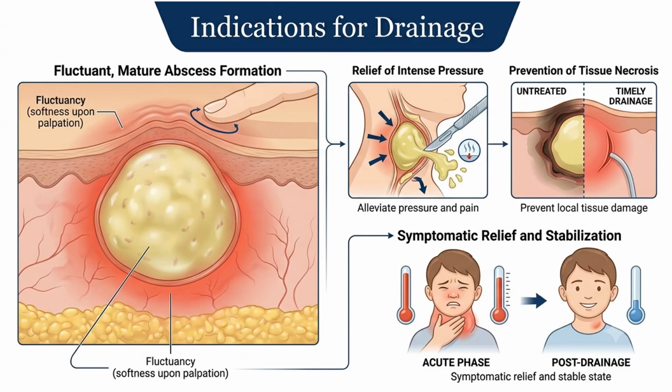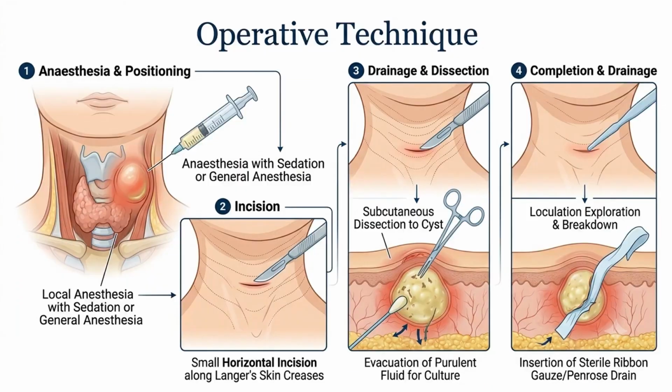The primary objective remains focused on converting a highly volatile, infected mass into a quiescent, clean chronic cyst that can safely undergo definitive resection. The operative technique for draining a thyroglossal duct abscess requires a meticulous anatomical approach under strict aseptic conditions. The procedure is typically performed under localized anesthesia with sedation or general anesthesia, depending on the patient's age and airway stability. A precise small horizontal incision is placed directly over the point of maximal fluctuation, carefully following natural skin creases to ensure optimal healing.